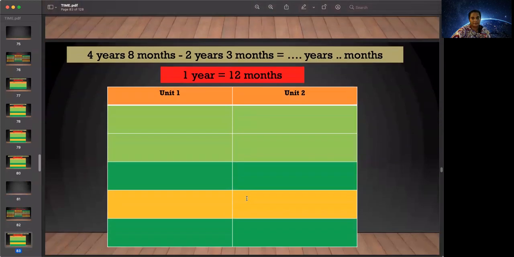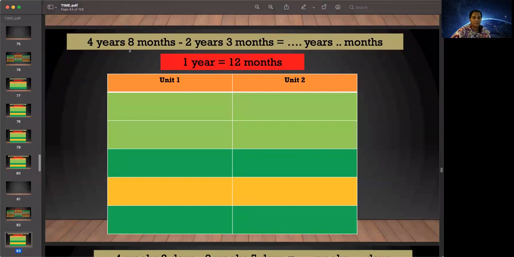Here we have 4 years, 8 months, take away 2 years and 3 months. So let's see how we are going to answer this question. As usual, you have to know your conversion between years and months. The unit of conversion is 12.